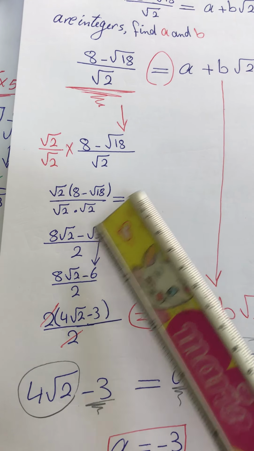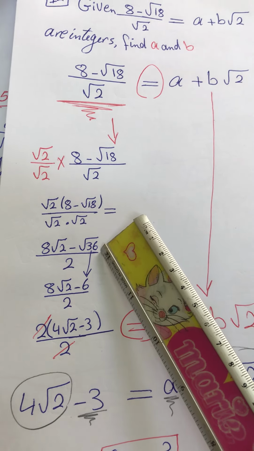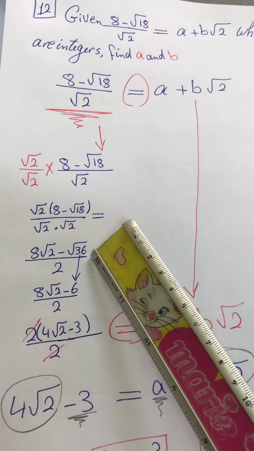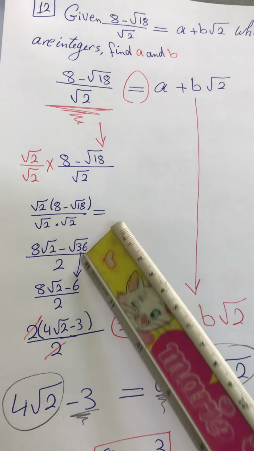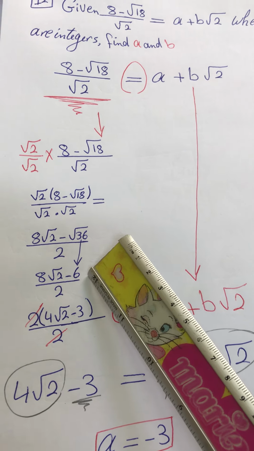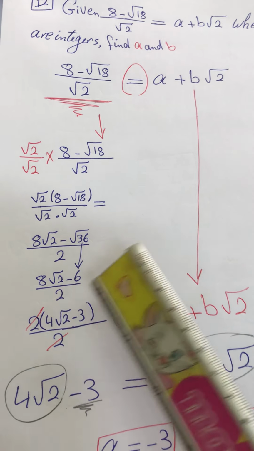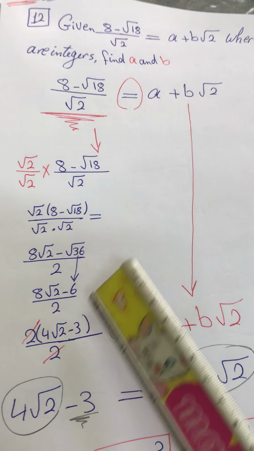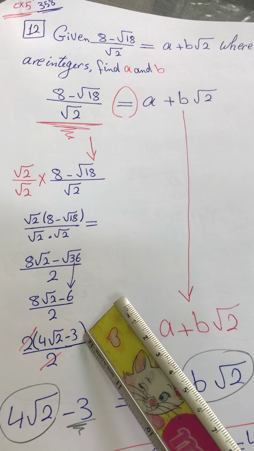Denominator: square root of 2 times square root of 2 equal 2. Now here I have square root of 2 times square root of 18 equal square root of 36. The answer will be 8 square root of 2 minus 6, I can take it outside the square root, over 2. Let's take from 6 and 8 common factor 2. Open brackets. 8 divided by 2 equal 4 square root of 2. 6 divided by 2 equal, negative 6 divided by 2 equal negative 3.